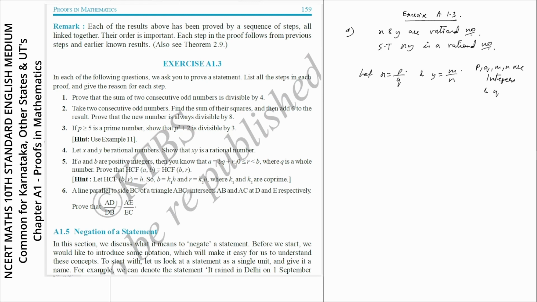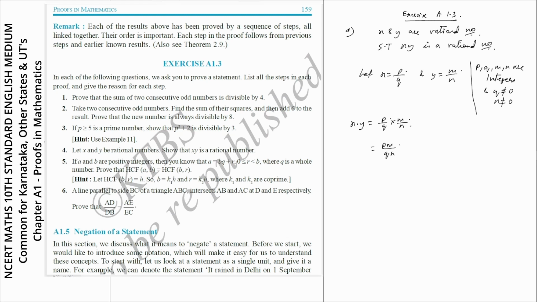Okay, and q not equal to 0 and n also not equal to 0. So in this case x and y will be rational numbers. Now what is x into y? x into y is p/q into m/n. Now we can multiply the numerators: p into m is pm and q into n is qn.